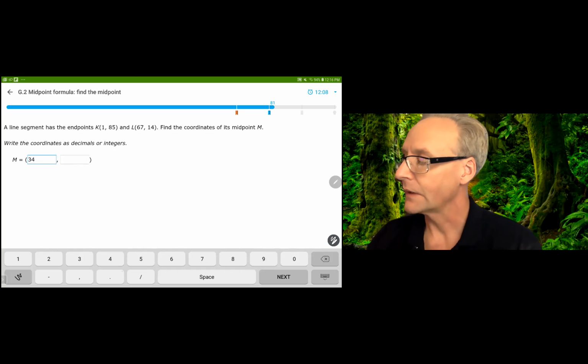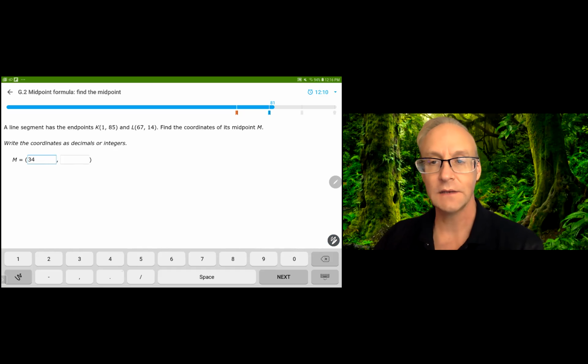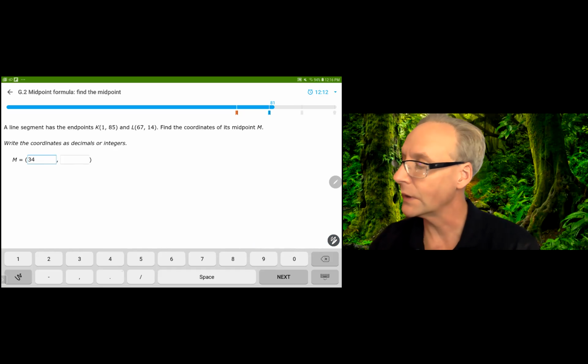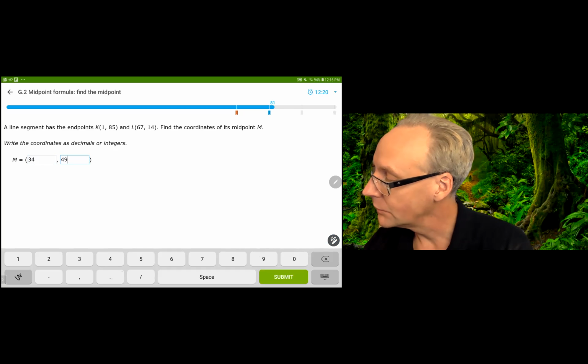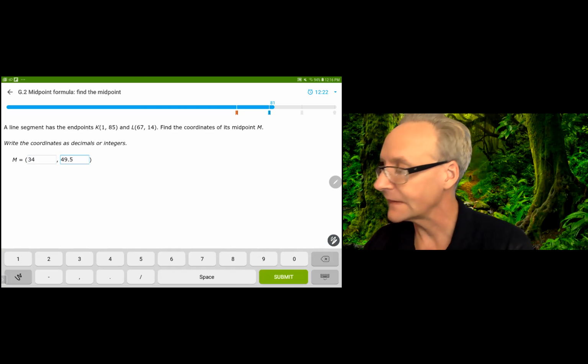There we go. Okay, so 1 and 67 makes 68, divided by 2 is 34. And then I get 99 when I add the 85 with the 14. And 99 divided by 2 is 49.5. And looks like that's our midpoint.